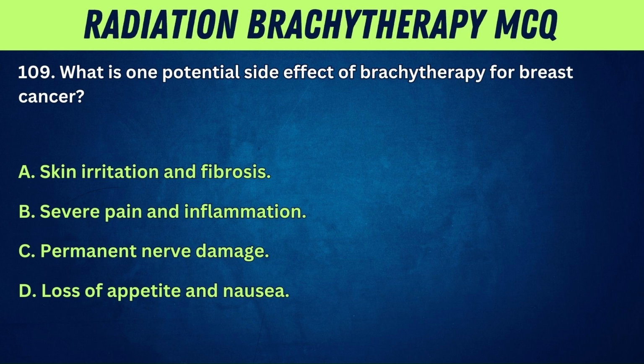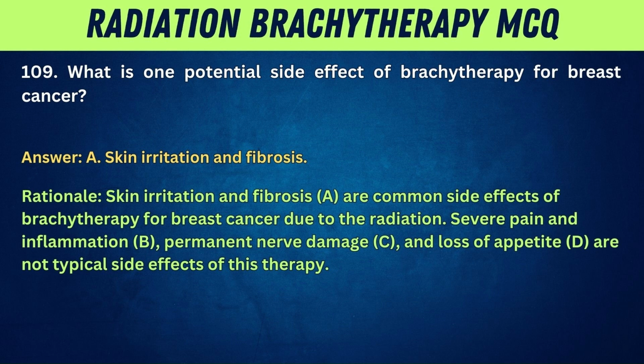109. What is one potential side effect of brachytherapy for breast cancer? A. Skin irritation and fibrosis. B. Severe pain and inflammation. C. Permanent nerve damage. D. Loss of appetite and nausea. Answer: A. Skin irritation and fibrosis.